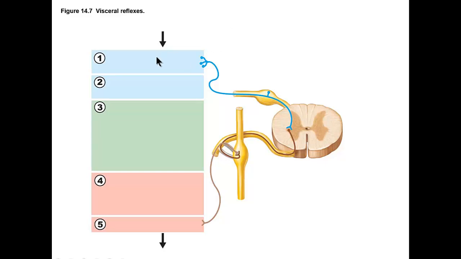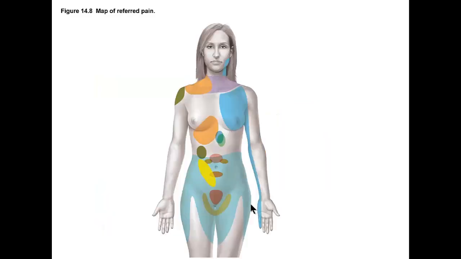And then when you talk about referred pain, we find that the neurons that serve the organs have the same pathway as sensory neurons from the skin and muscle. So basically, what that means is if I'm having a heart attack, I'm going to find that I have pain. So the blue areas are where you're going to have pain. If I'm having a heart attack, I'm going to find that I have pain along the left arm. And where else? In the jaw. Yep. Some people think they have a toothache when actually it's a heart attack.